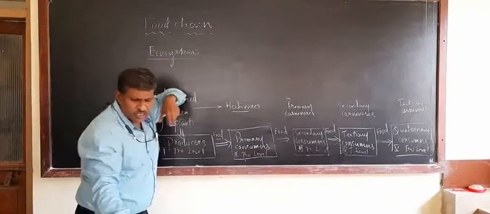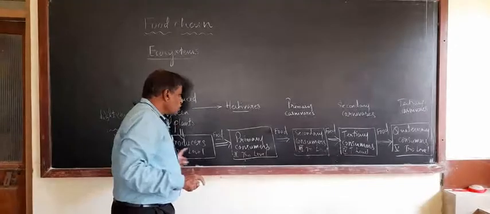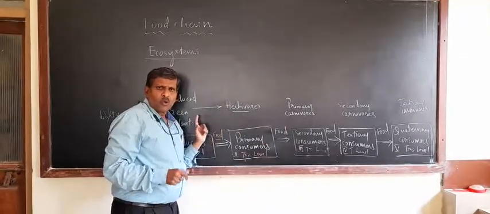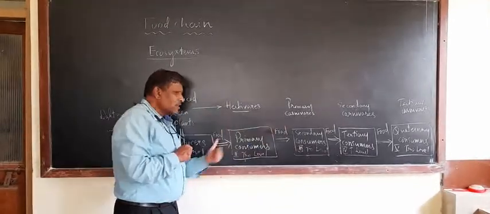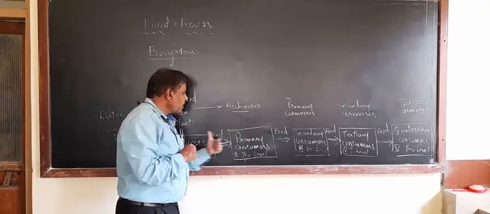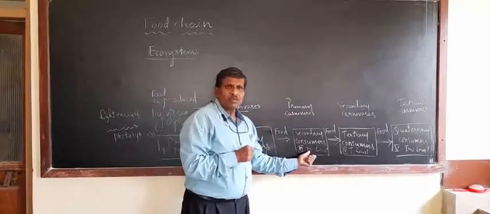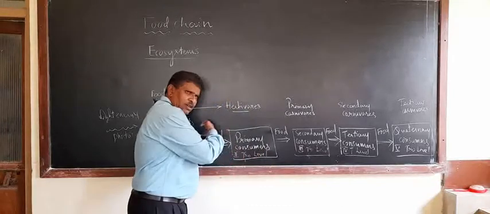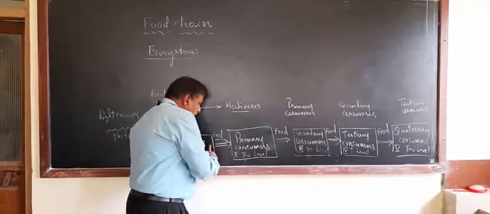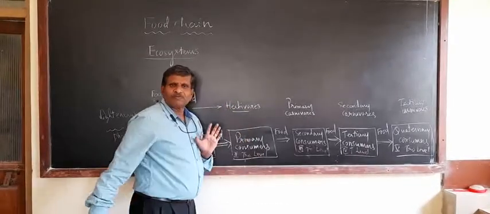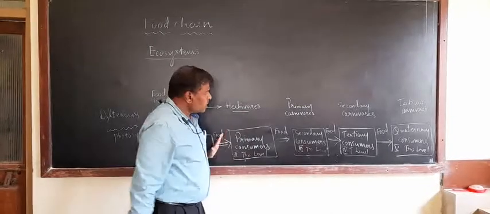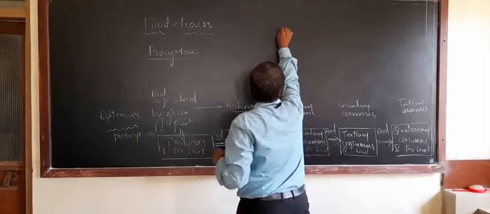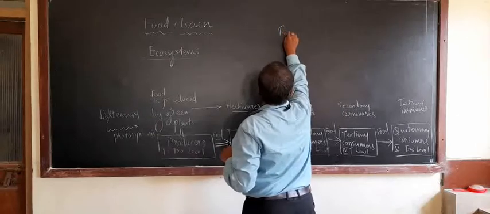Okay, food chain is actually a chain of organisms where transfer of food occurs from one organism to another by repeated eating and being eaten up. This is how we define food chain. Write down the definition like this.